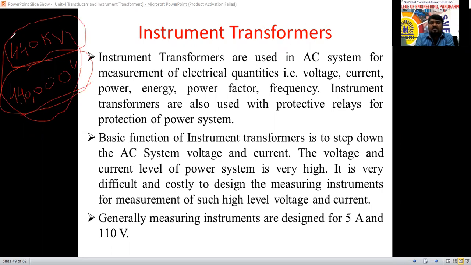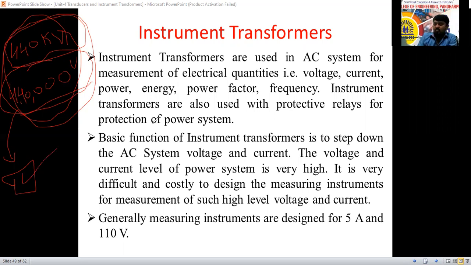For that reason they invented instrument transformers, which bring this 440 kV down to a measuring voltage of around 100 to 200 volts. With respect to that, we measure the voltage, current, power and energy. Based on that, it brings the quantity down to a lower value.